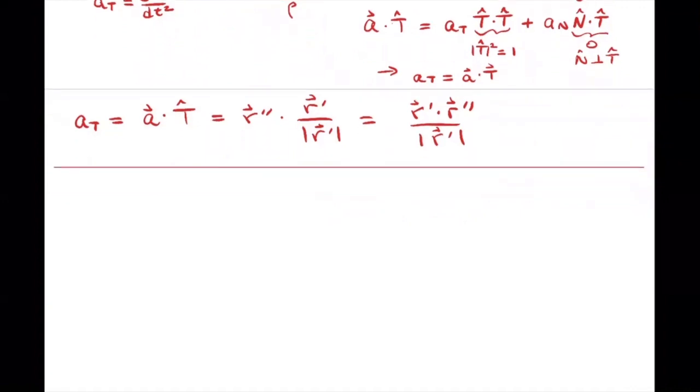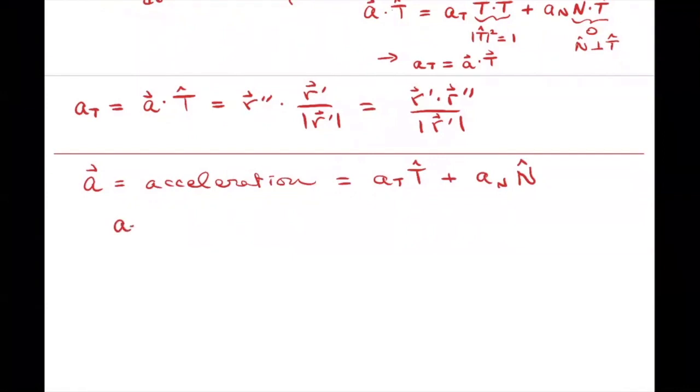It's just so many formulas. So A is acceleration, which is equal to AT times T plus AN times N. And we've shown that AT can be computed so many ways. First, we showed that it is d2s over dt squared. That was the first one. Then it's also R prime dot R double prime over the magnitude of R prime. Like that.